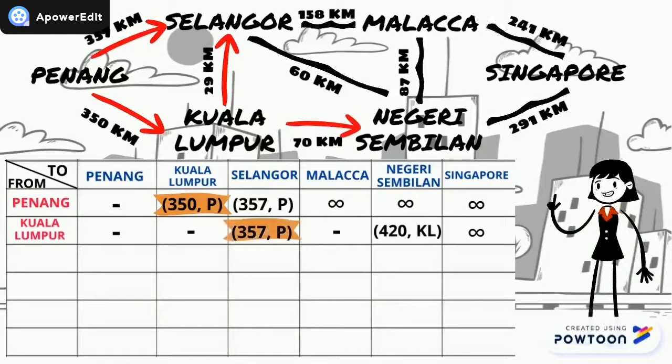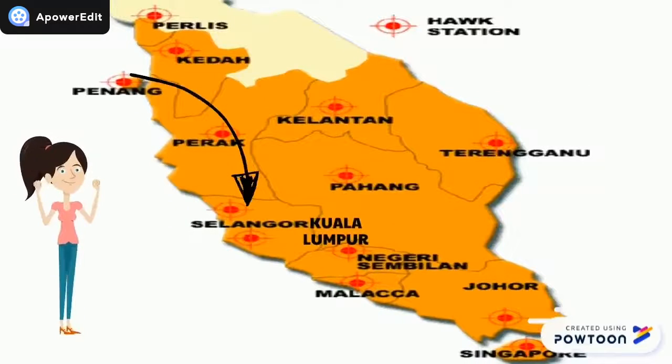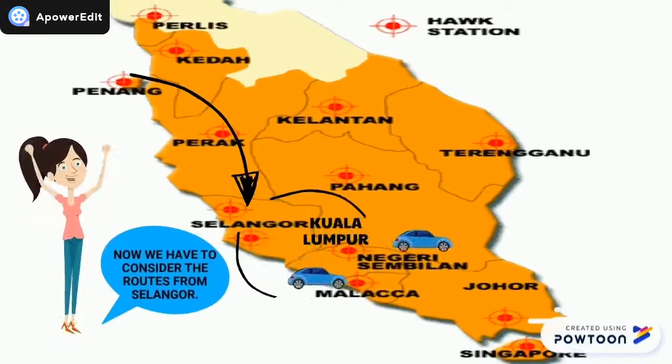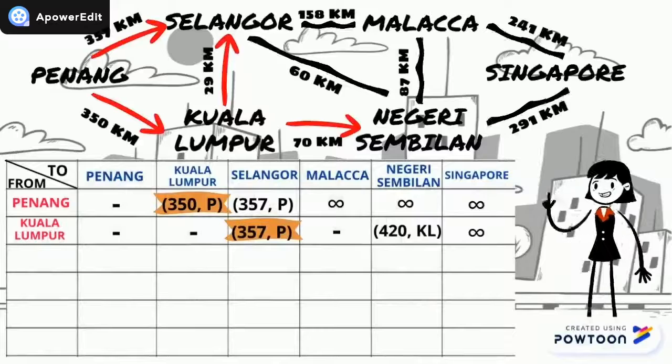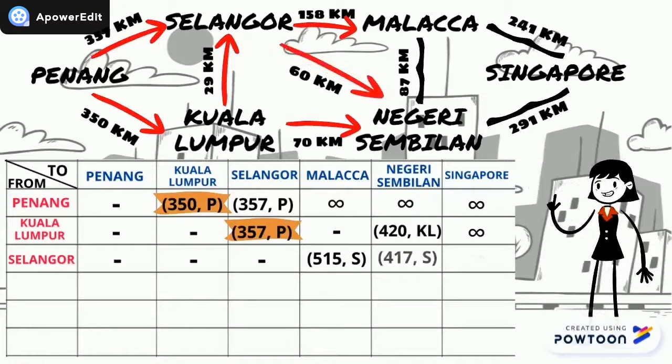Other vertices remain unchanged. Now, we fix Selangor as our next current vertex since it has the shortest distance and start to consider routes from Selangor. We update the distance to Malacca, which is 515, while for Negeri Sembilan, the new added distance is 417, which is shorter than the previous distance of Negeri Sembilan. As per rule again, we update the new distance to Negeri Sembilan, which is 417, and other vertices remain unchanged.